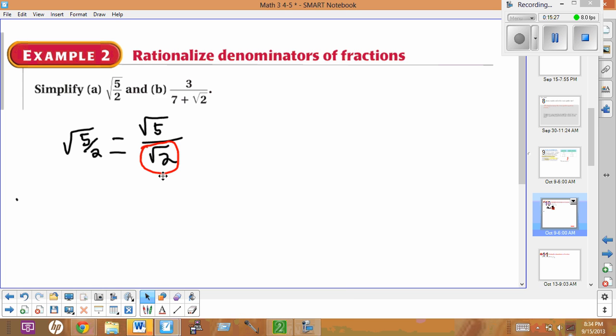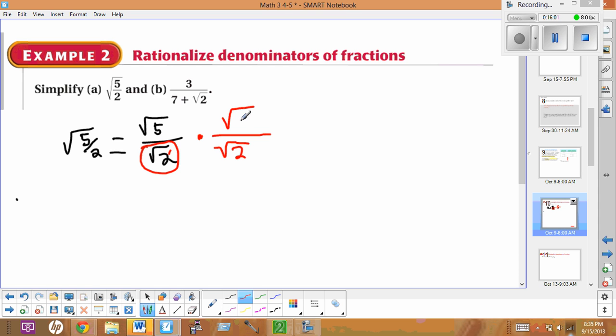Okay, I can't have that in my answer, so I must rationalize. So to rationalize, we're simply going to multiply both numerator and denominator by a radical that will make the denominator go away. Now this is 2 to the first power, and what's going to make that go away is 2 to the second power. I need another square root of 2 here.